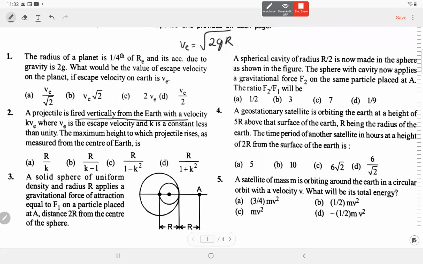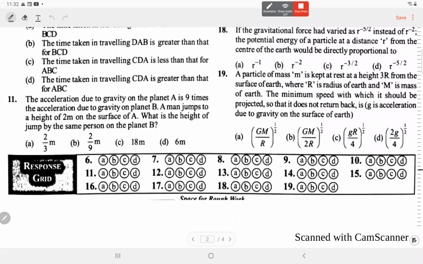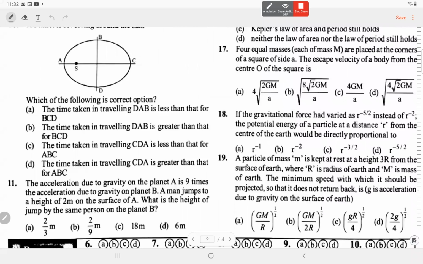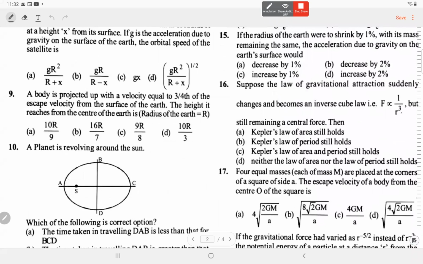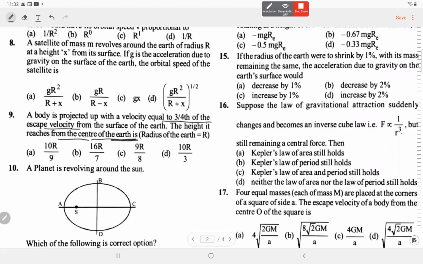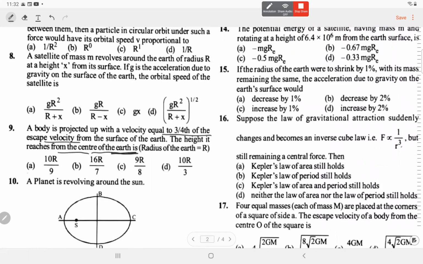Only the satellite concept is left, which we will do tomorrow. So I am trying to cover as much as possible theory-wise. You have to solve these questions. A body is projected with a velocity equal to 3/4 of escape velocity. Find the maximum height reached from the center of Earth. So you have to be careful. We will calculate h, so the value of h will come, and then you have to add R also in that.